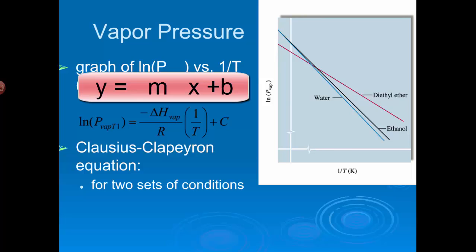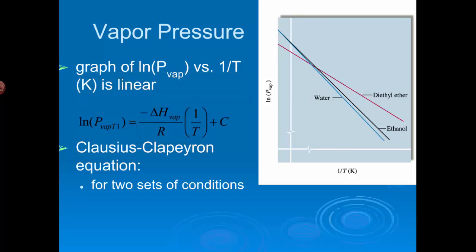But look at what the slope of this line is. The slope of this line is negative delta H vaporization over R. So it's proportional to the heat of vaporization. That gives you the slope of the line. The larger the heat of vaporization, the greater the slope. Well, the more negative the slope would be. This is called the Clausius-Clapeyron equation.